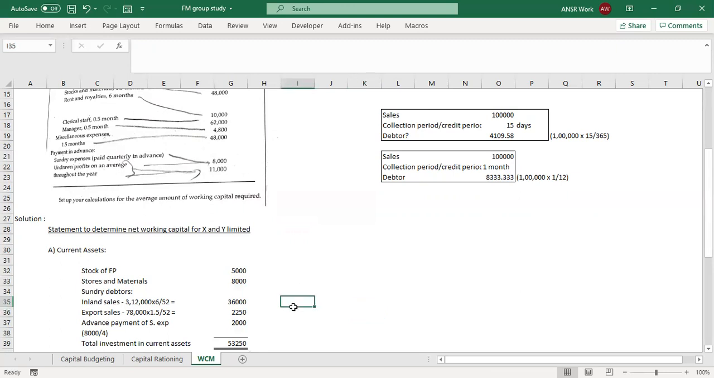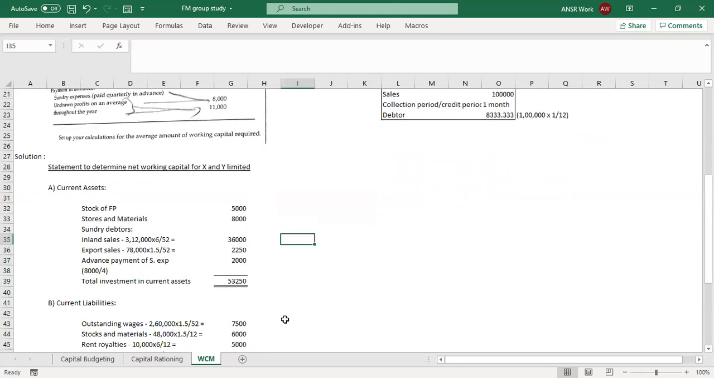And you have to tell me the current liabilities also, the total of it.